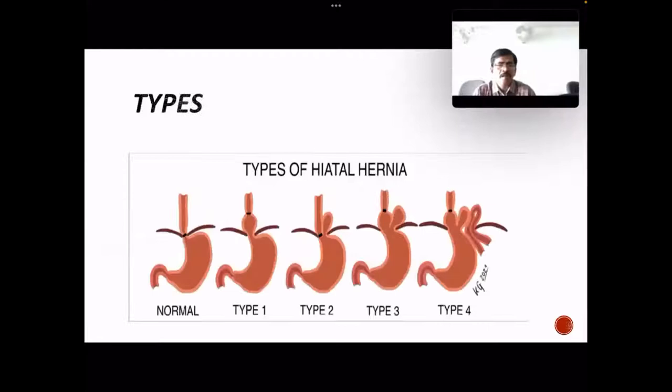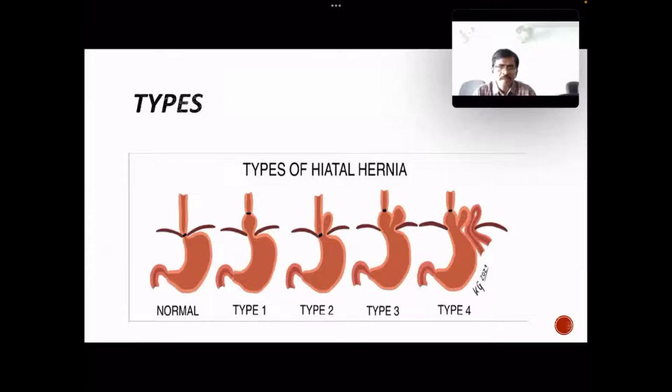This is a normal gastroesophageal junction, and this is a type 1 sliding hernia, where the gastroesophageal junction ascends upward along with the stomach. Type 2, type 3, and type 4 are the paraesophageal hernias, where the herniation is anterior, parallel to the esophagus. In type 2, the gastroesophageal junction is intact, but the fundus of the stomach is seen protruding superiorly alongside the esophagus.